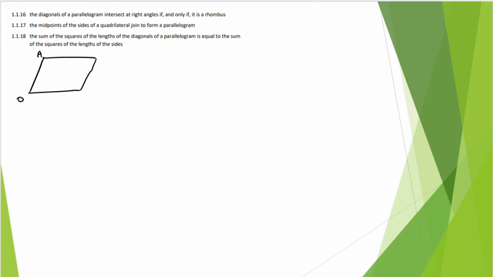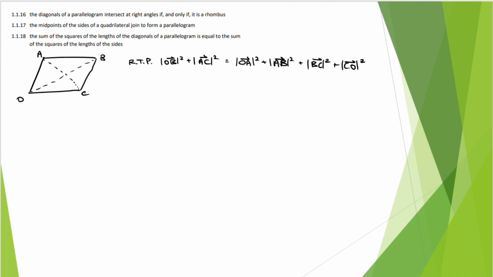We have O, A, B, C. We're required to prove that the sum of the squares of the lengths of the diagonals, so that is OB squared plus AC squared, is equal to the sum of the squares of the lengths of the sides. So OA squared plus AB squared plus BC squared plus CO squared.